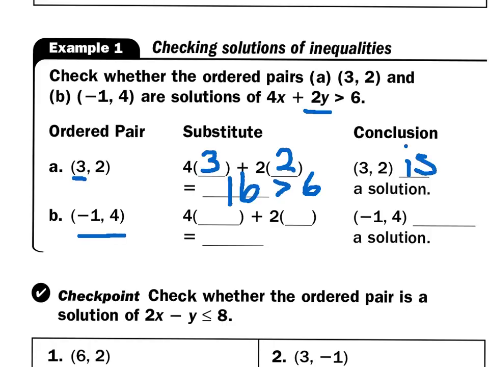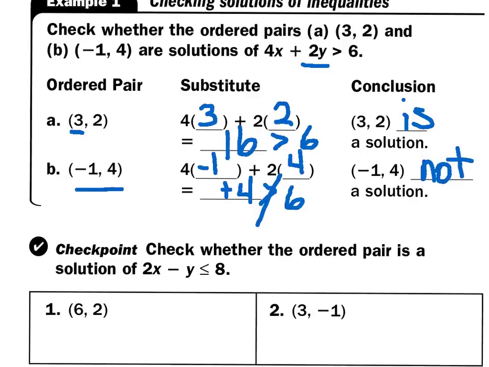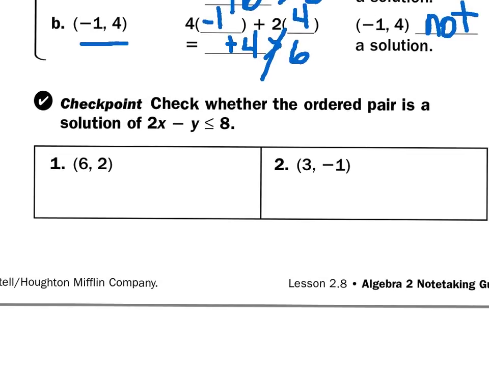Let's try it for this point. If we put in -1 and 4, I will get -4 plus 8. And that equals 4. Is 4 greater than 6? No. So this point is not a solution. Checkpoint. Go ahead and substitute your points into this inequality and see whether it is true or not.